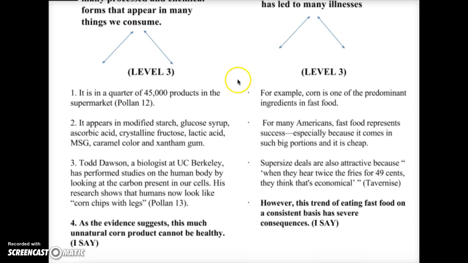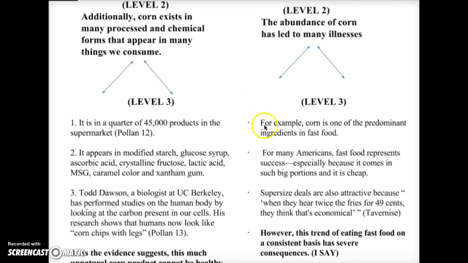Now I need my level 3 sentences. For example, corn is one of the predominant ingredients in fast food. That's still kind of telling. I want to get more specific. For many Americans, fast food represents success, especially because it comes in such big portions and it is cheap. And then I'm using a quote. For example, in Sabrina Tavernise's article, The Health Toll of Immigration, she mentions how when immigrants hear twice the fries for 49 cents, they think it's economical, right?